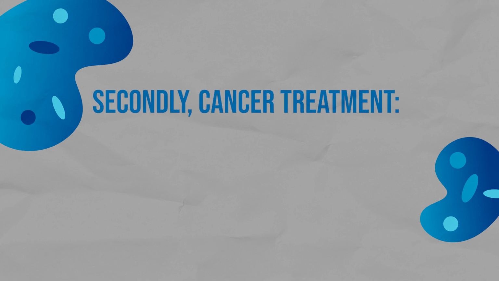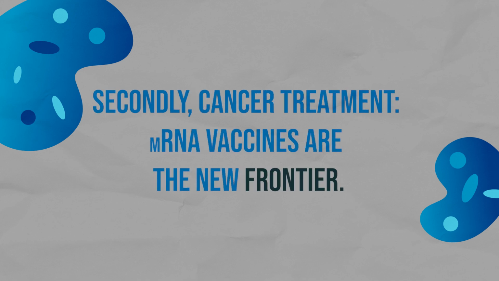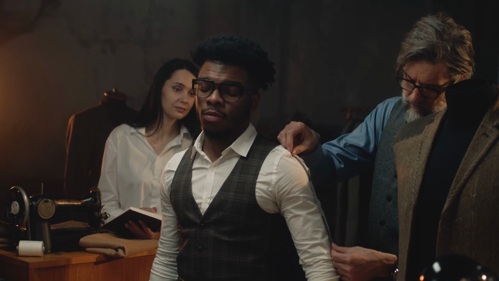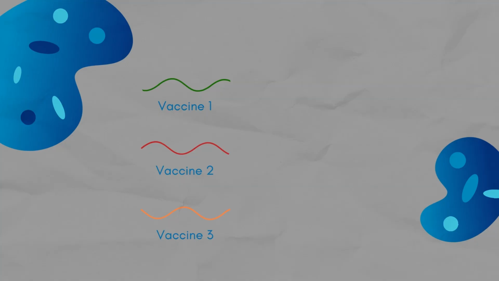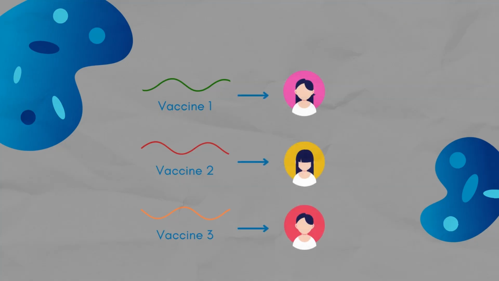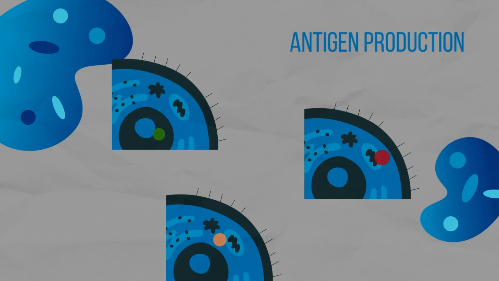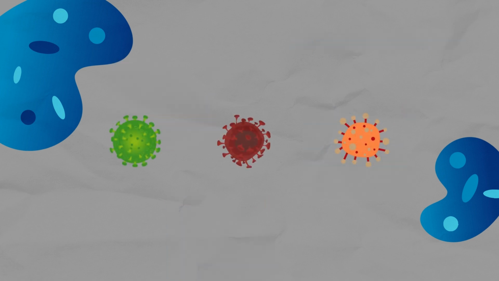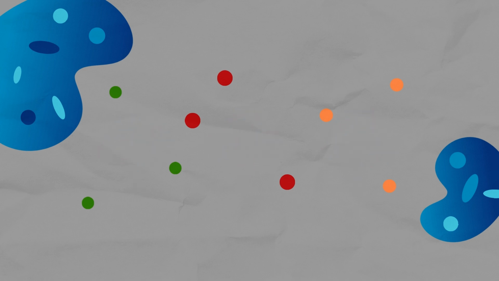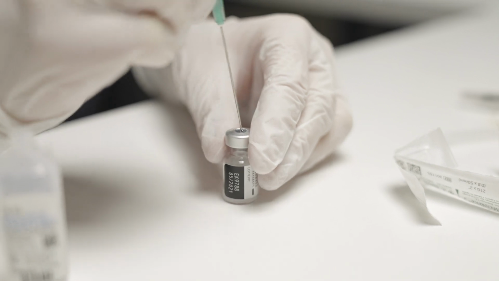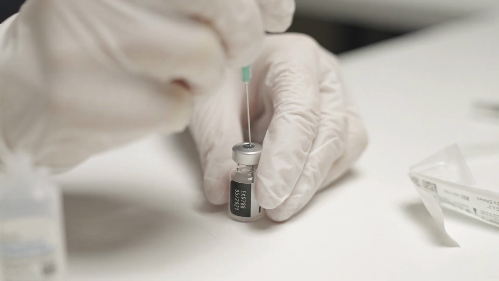Secondly, cancer treatment. mRNA vaccines are the new frontier. Like tailors crafting a custom suit, these vaccines are designed specifically for each patient's cancer, targeting the unique mutations of their tumors. Once injected, our cells read the mRNA's instruction and produce cancer-specific antigens. Our immune systems, now savvy to these rogue cells, launch a targeted attack. Clinical trials are showing promising results, especially against formidable foes like melanoma.